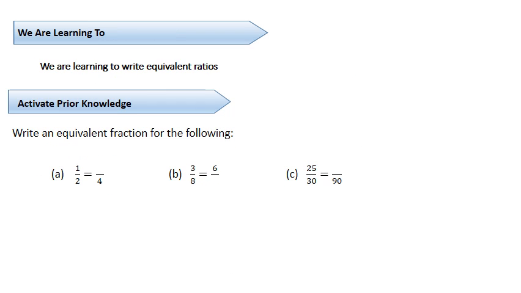Okay, equivalent fractions. Same thing to the top and to the bottom. What did we do to the 2 to turn it into a 4? We times it by 2. So we have to do the same thing to the top. 1 times 2 is 2. What did we do to 3 to turn it into 6? We times it by 2. Same thing to the bottom. And this one, what do we do to 3 to turn it into a 90? We times it by 3. Need to do the same thing to the 25, which is on top, to get 75 on 90.